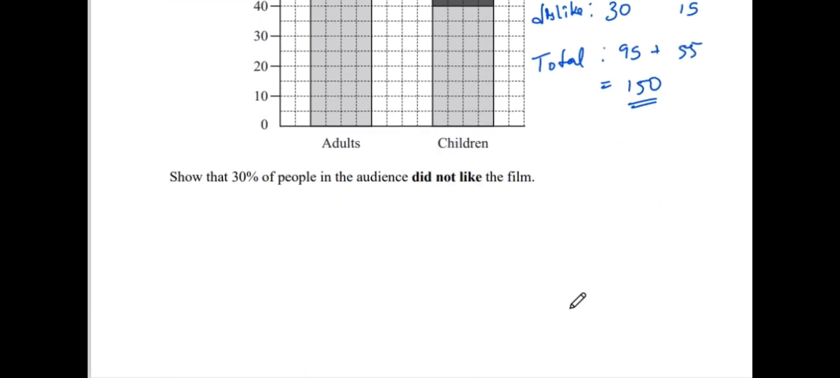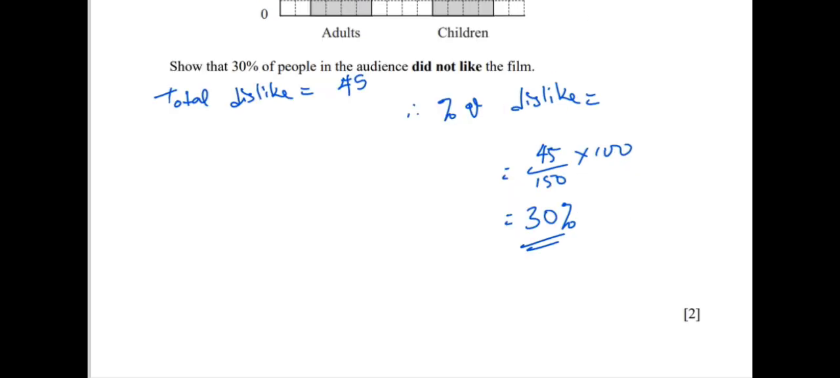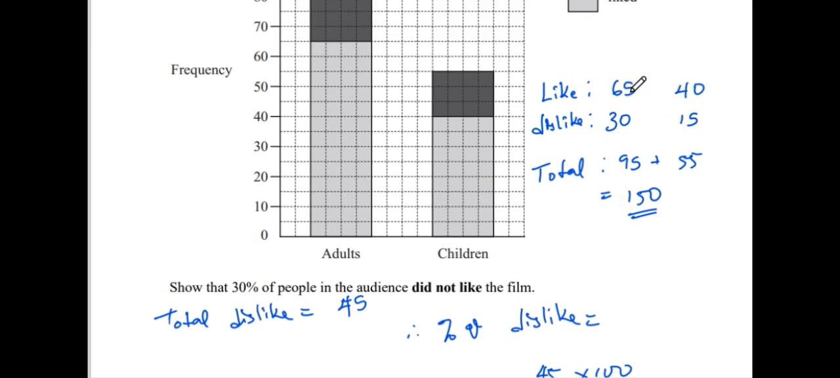They said to show that 30% of the people in the audience did not like the movie. So first of all, total people that don't like the movie, total dislike. What we did is to first find the total number of people that dislike the movie or the film, which we did here. Number of adults that like the movie is 65, and 40 children like the movie. Then for people that dislike the movie, we have about 30 adults and 15 children. That's how we got all this information from the graph.